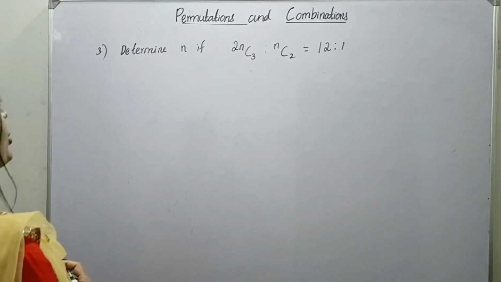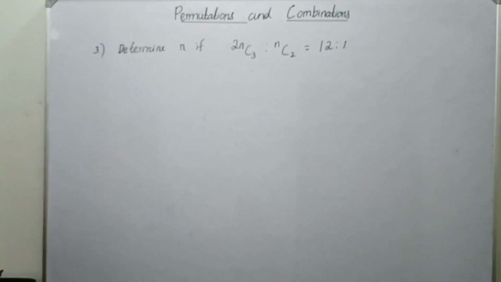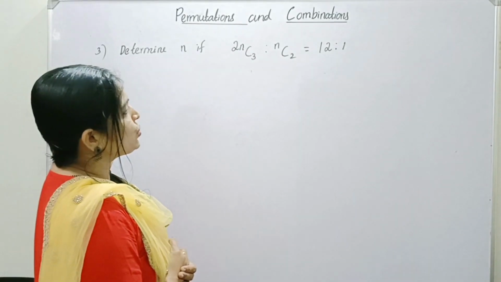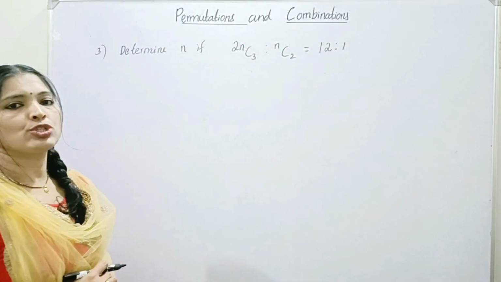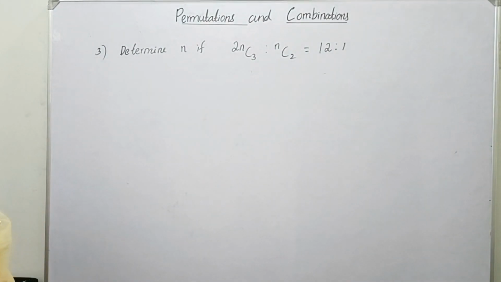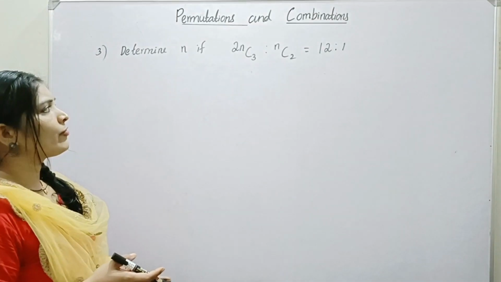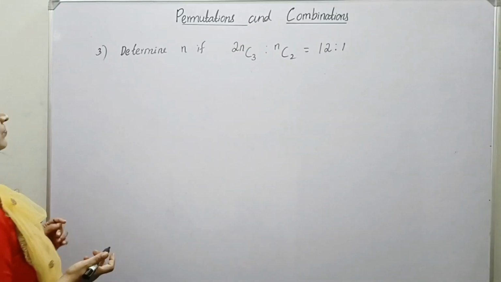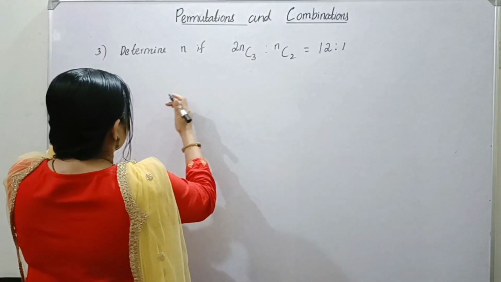Let us go through the next question. Determine n if 2nC3 is to nC2 is equal to 12 is to 1. Here we have to find the value of n. Just apply the formula of combinations and simplify. So, let us take this one.